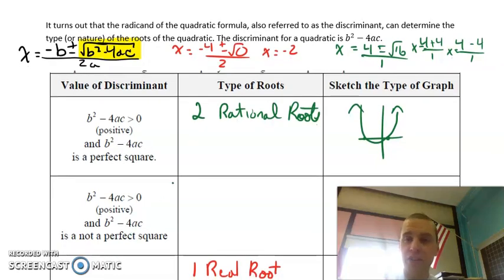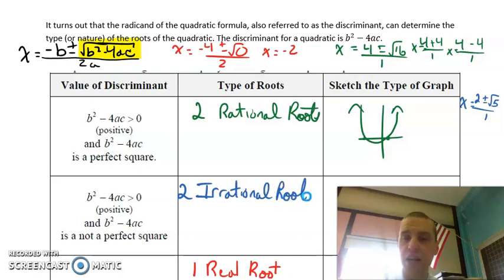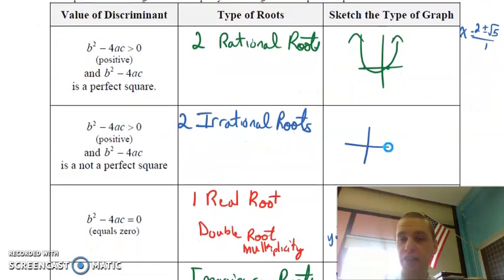If it's not a perfect square, in the last example we'll do here, you could do x equals 2 plus or minus the square root of 5 over 1. Those are not going to be perfect, nice decimals for us, so we're going to get two irrational roots. There's no difference in what that graph is going to look like. It's the same idea. It's just that they're not nice perfect numbers, they're irrational numbers.